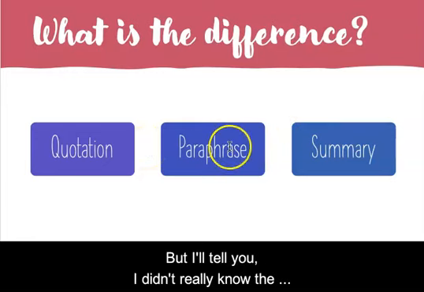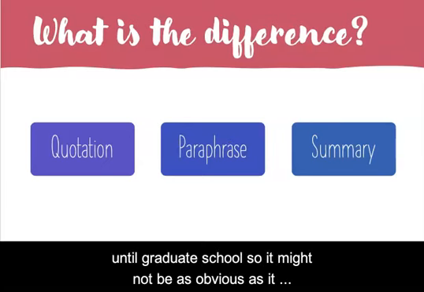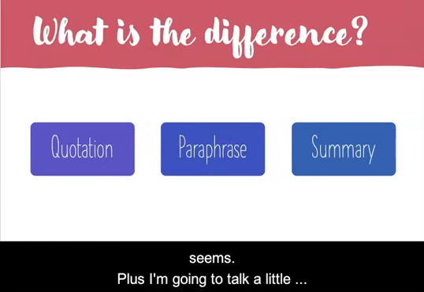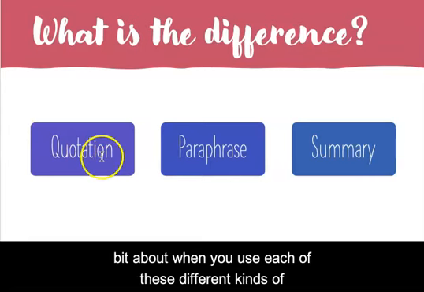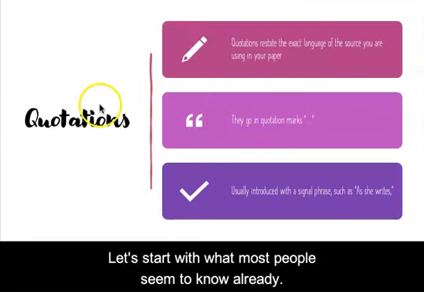I didn't really know the difference between paraphrase and a summary until graduate school. So it might not be as obvious as it seems. Plus, I'm going to talk a little bit about when you use each of these different kinds of writing about sources. So quotations, let's start with what most people seem to know already.